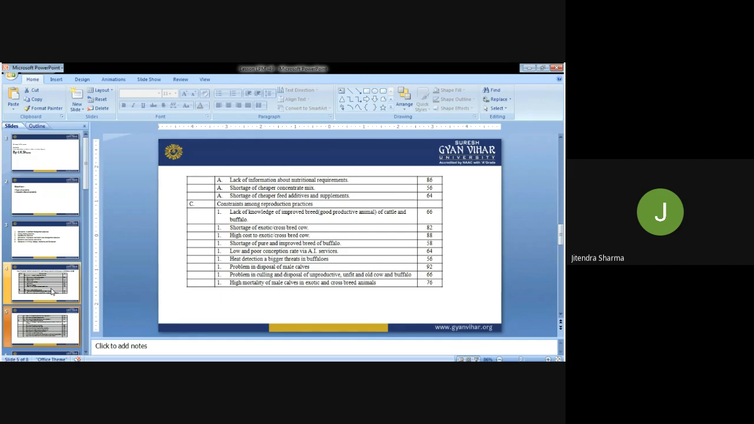Under this, lack of knowledge of improved breeds and productive animals of cattle and buffalo. Yes, 66% of dairy owners of the region told us that they are not aware of complete knowledge of improved breeds and productive cattle and buffalo. They keep animals on the basis of whatever information they have, but they are also not aware of the resources from where they can obtain animals of improved breeds.